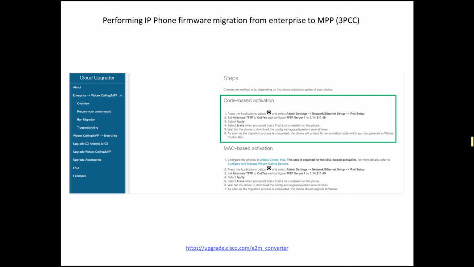Okay, so now we're at the point that we're going to instruct the actual phone to do the actual firmware migration. And I'm going to be using something called code-based activation. With the code-based activation, I'm going to go to the settings button on the phone. It looks like a little gear icon. Then on the phone's telephone user interface, LCD, we're going to go under admin settings. Then we're going to go under network Ethernet setup. Then we're going to go under IPv4 setup.